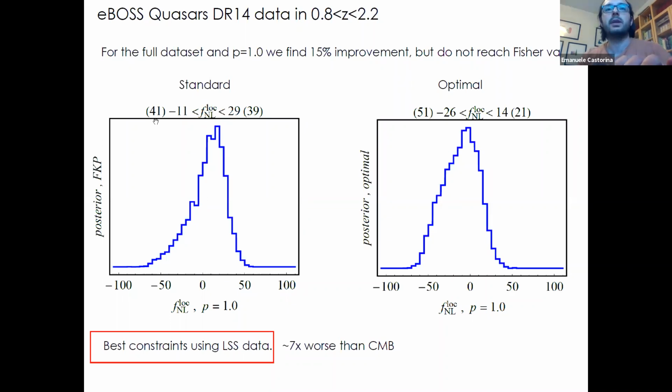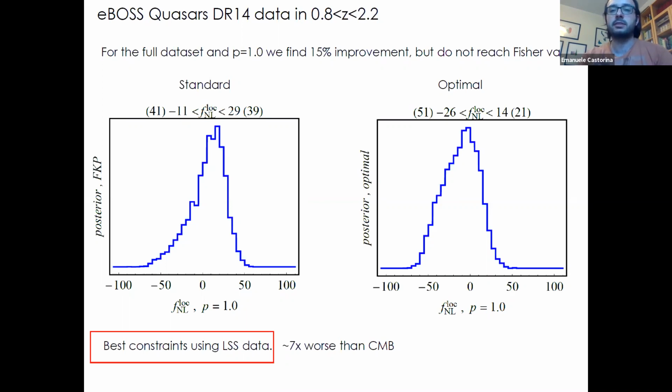But if you now look at these 95% credible intervals on the left and on the right, you will find that the optimal one is 50% narrower than the other. And so this is the best constraint using large-scale structure data alone, not in combination with the CMB. And it's only, let me just say, only 7 times worse than the CMB.